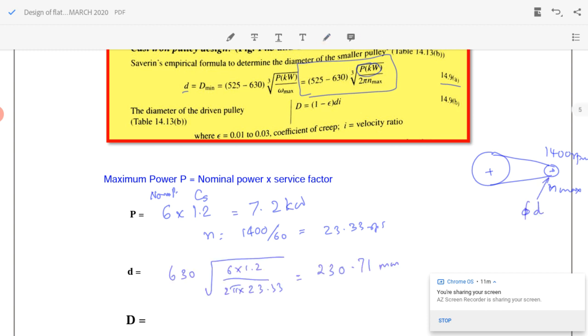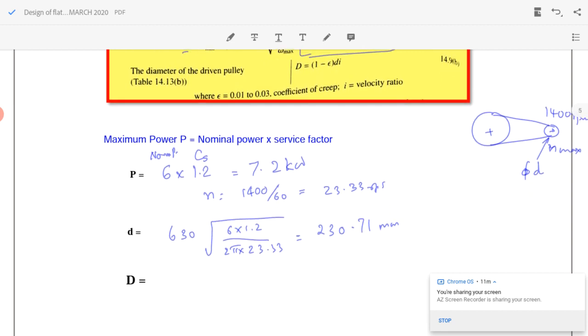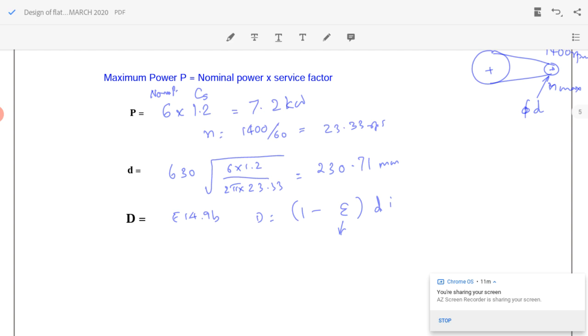Now I need to get the diameter of the larger pulley. Diameter of the larger pulley can be found from equation 14.9b. Capital D equal to 1 minus epsilon, small d into i, where epsilon is the percentage slip. Given percentage slip equal to 2.5 percent, that is 0.025, 2.5 by 100. Small d is known, 230.71.